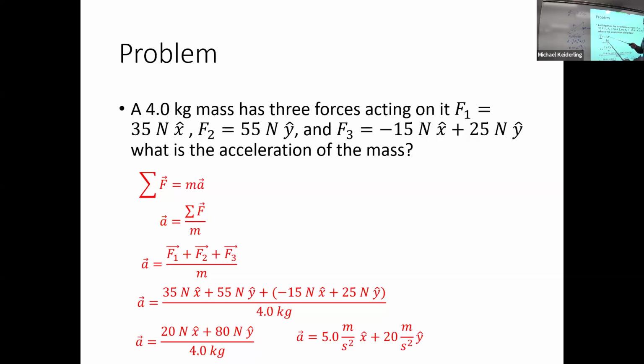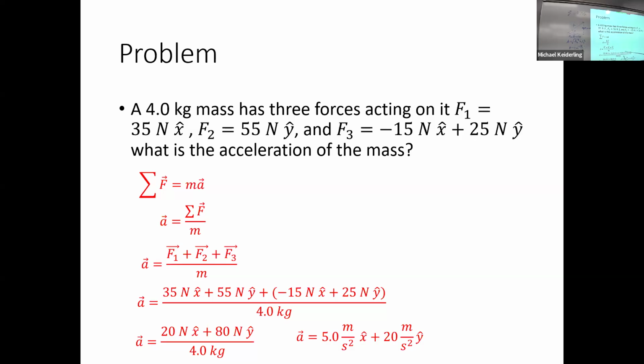Well, force equals mass times acceleration. Acceleration is the sum of all the forces over mass: force 1 plus force 2 plus force 3, over mass. The 35 newtons in the x direction plus 55 newtons in the y direction plus negative 15 newtons x, 25 newtons y, all divided by 4 kilograms.